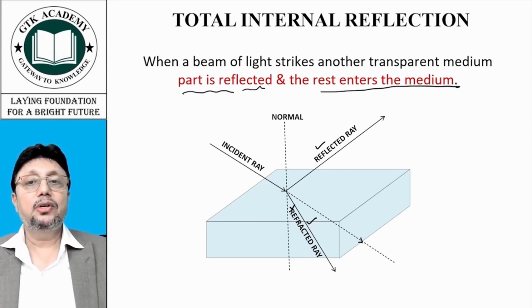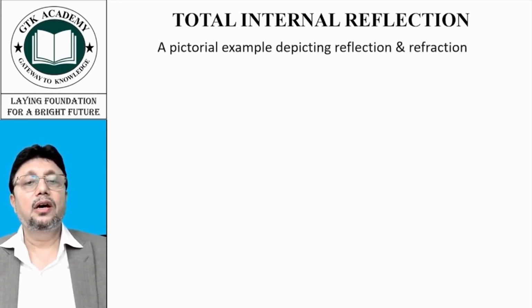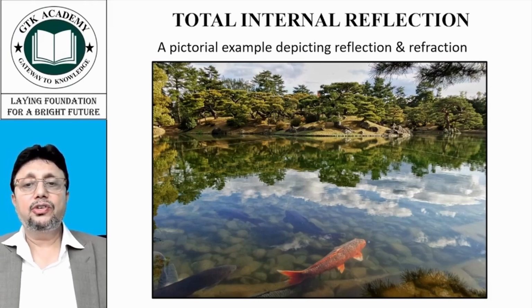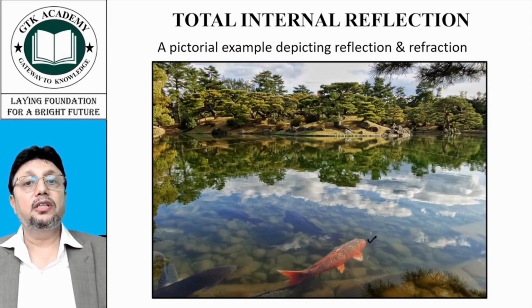Still, do you have a doubt? Anyway, I'll clear that doubt with a beautiful snap, a pictorial depiction. This is a beautiful snap of a scenery. What can you see here? You can see a fish. Now the fish is in the water. But how are you able to see it?